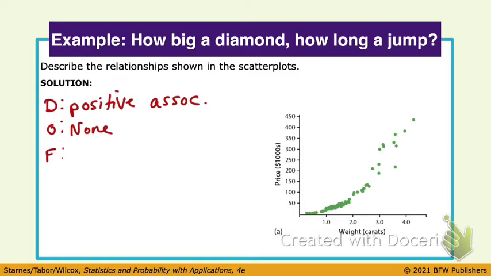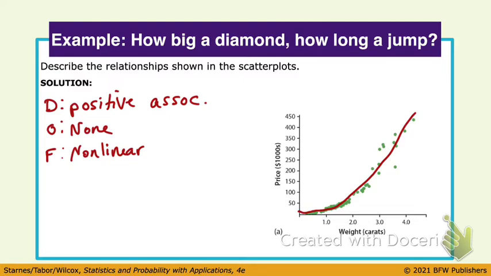F for form. Do you guys think this is a linear form or a non-linear form? Non-linear. Curve. So yeah, that is non-linear. It is kind of curving. That is actually an exponential right there. You don't have to know that that's exponential. You just have to know it's not linear. If you see a curve pattern.